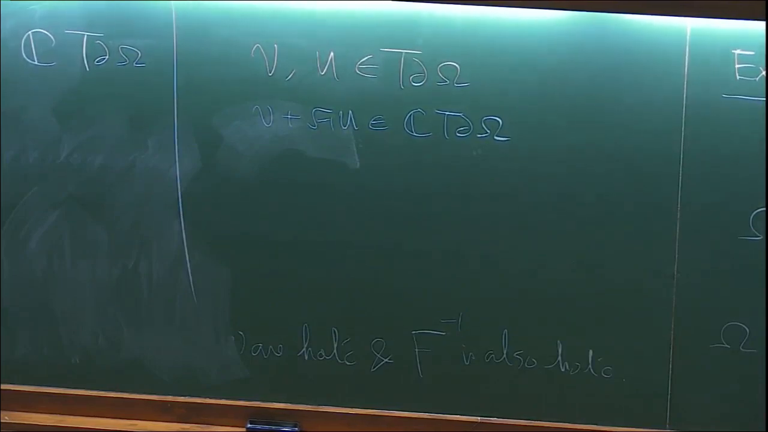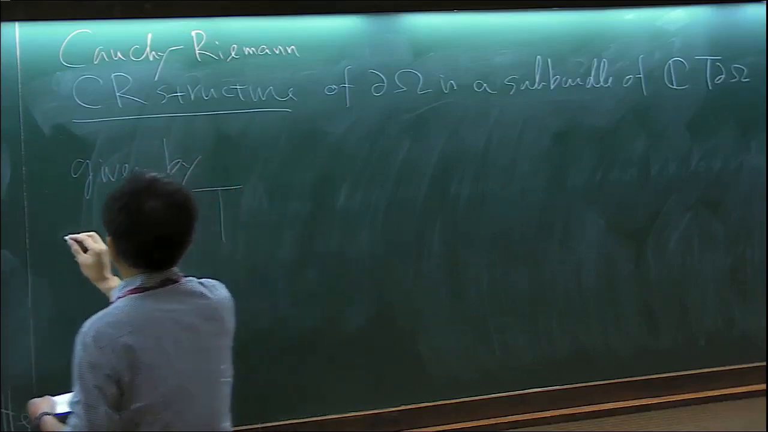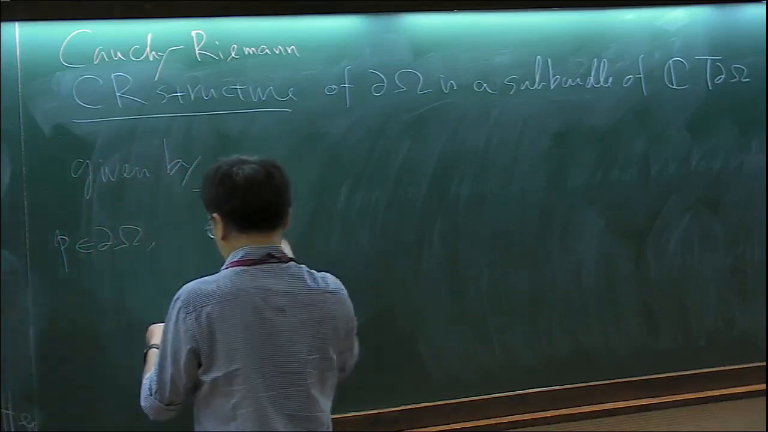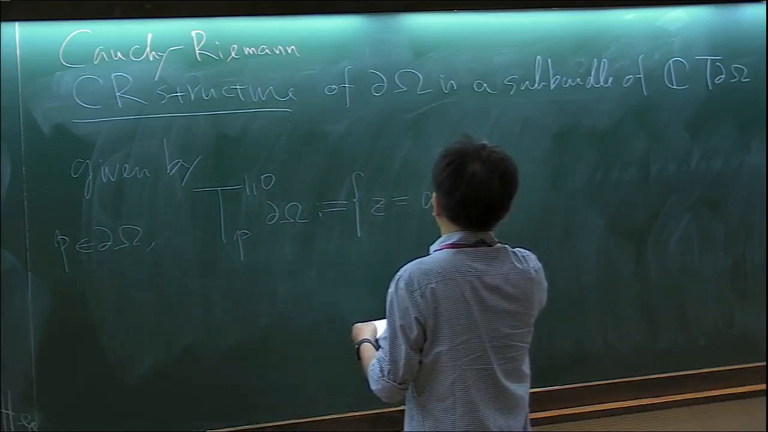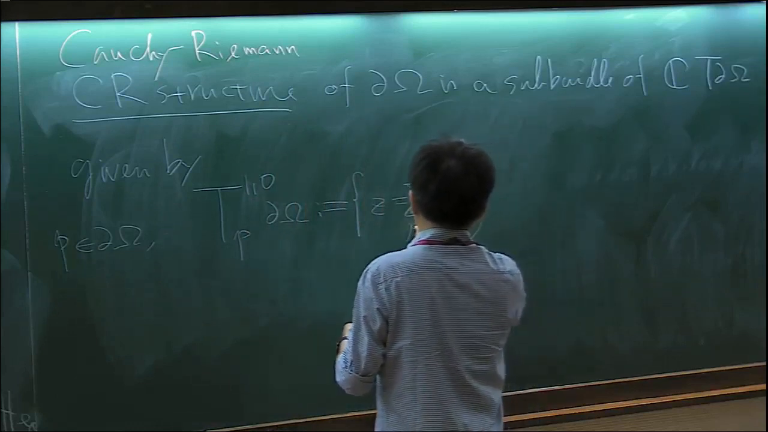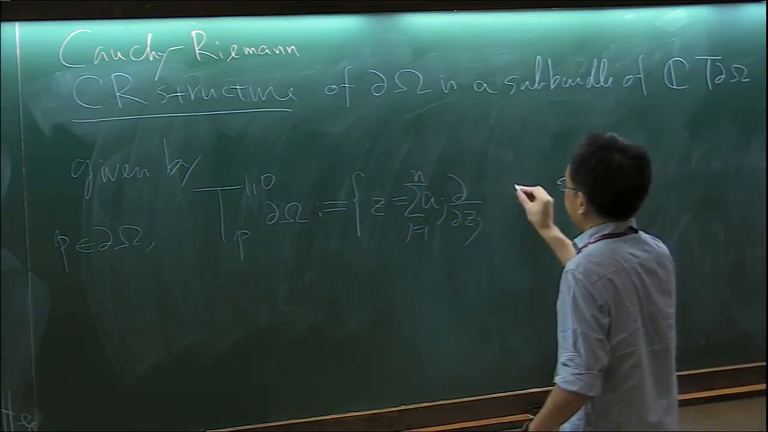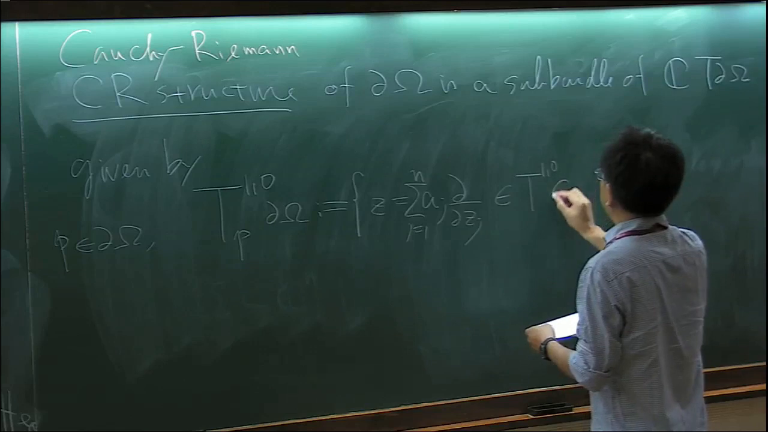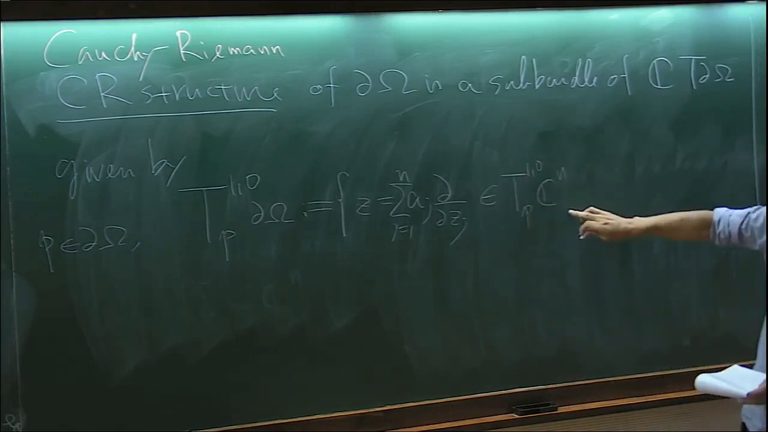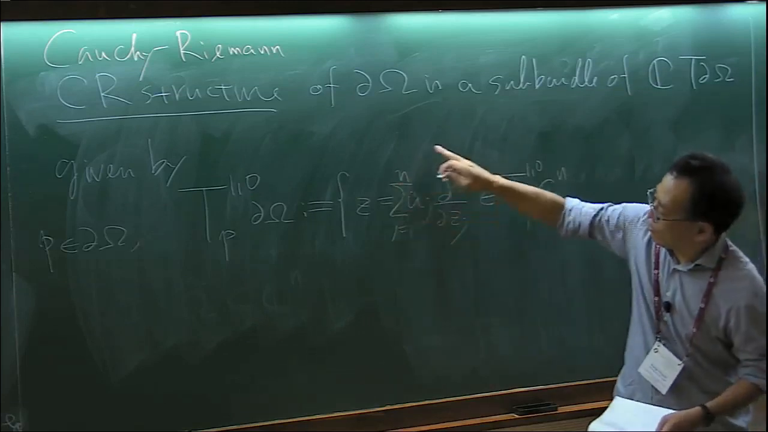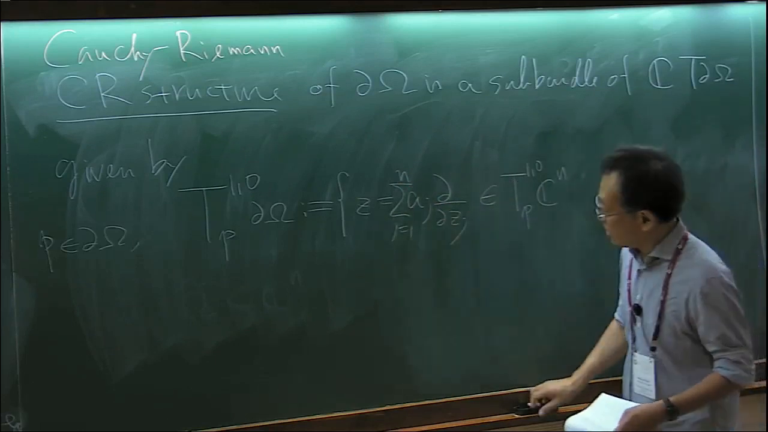The bundle is given by the following. Take P on the boundary, the boundary of omega. At the point P, consider the sum of a_j times partial over z_j, j from 1 to n. This is in T^{1,0} C^n at P. If you don't know this notation, T^{1,0} of C^n is just the space of vectors, differential operators of this form: the Cauchy-Riemann operators times complex numbers, linear combinations of them. I will denote it by this big Z.